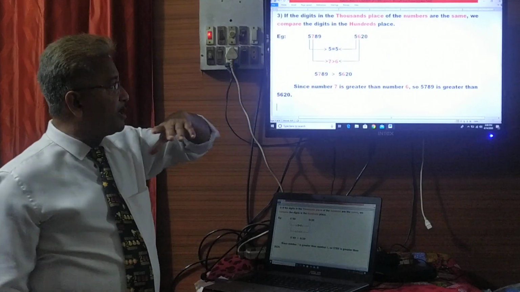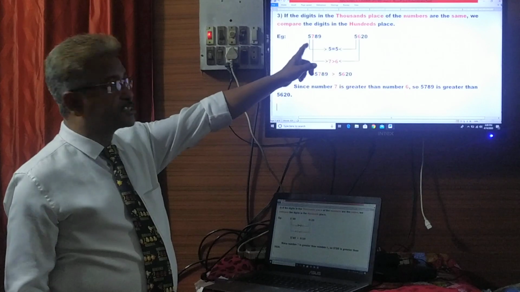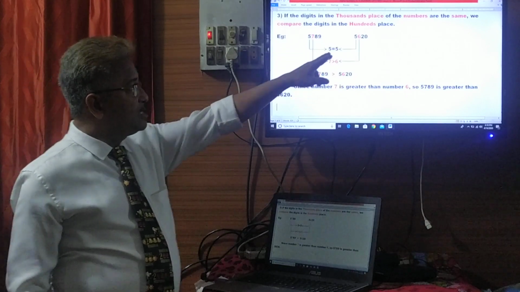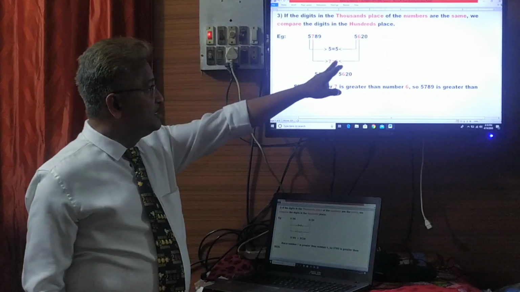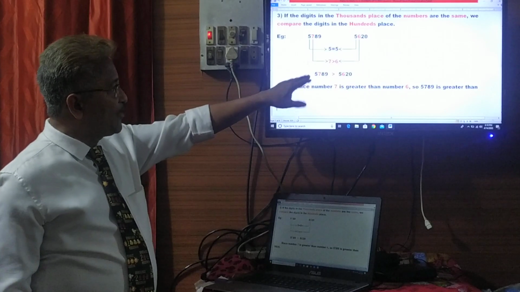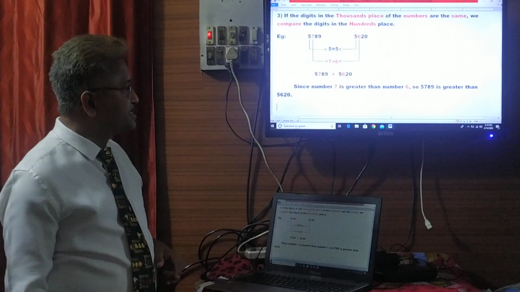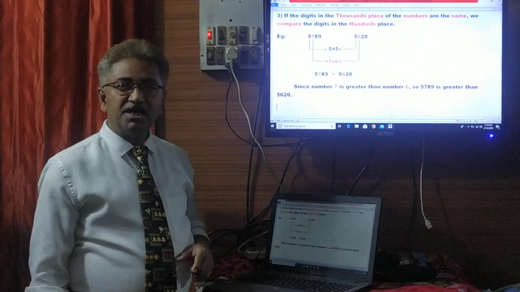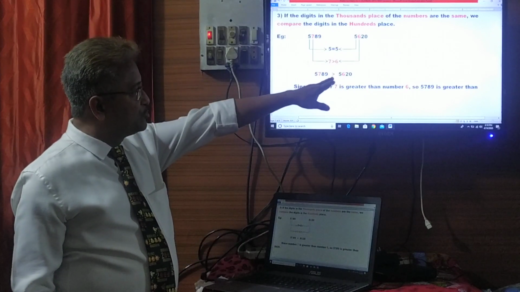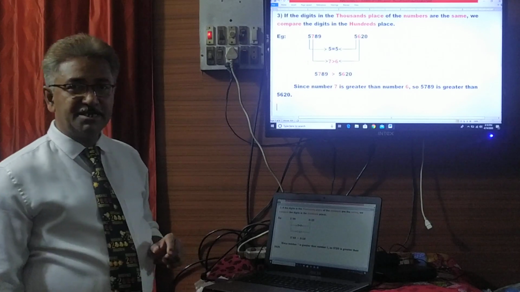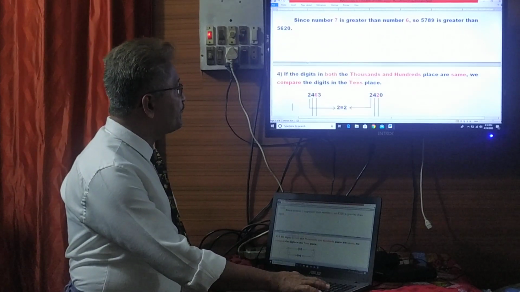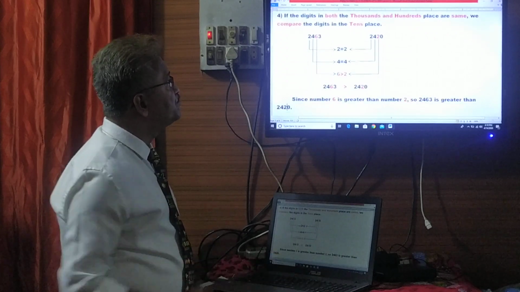So how do we compare? We look at the digit in the hundreds place. This has 7 and the second number has 6. Since 7 is greater than 6, therefore 5789 is greater than 5620. And as a result, we use the greater than sign in the middle. Moving to the fourth rule.